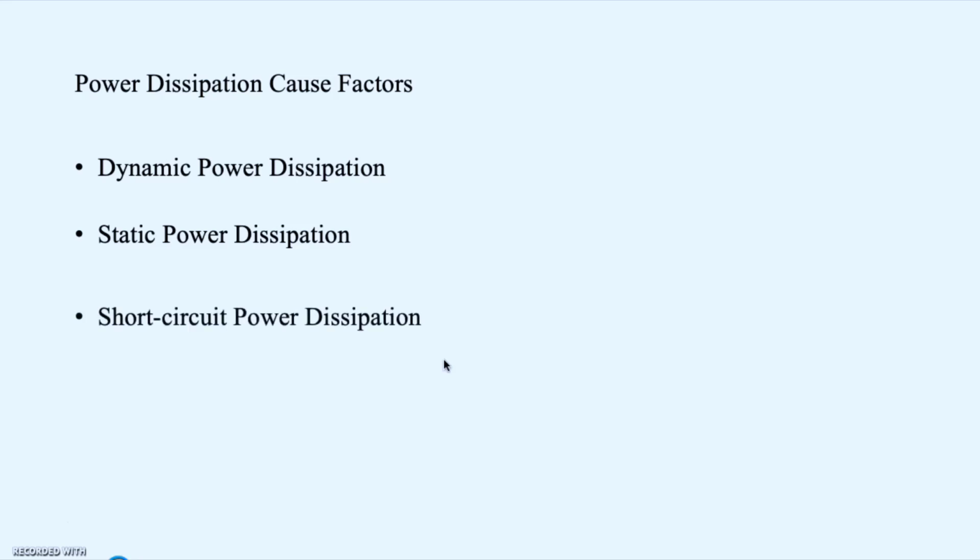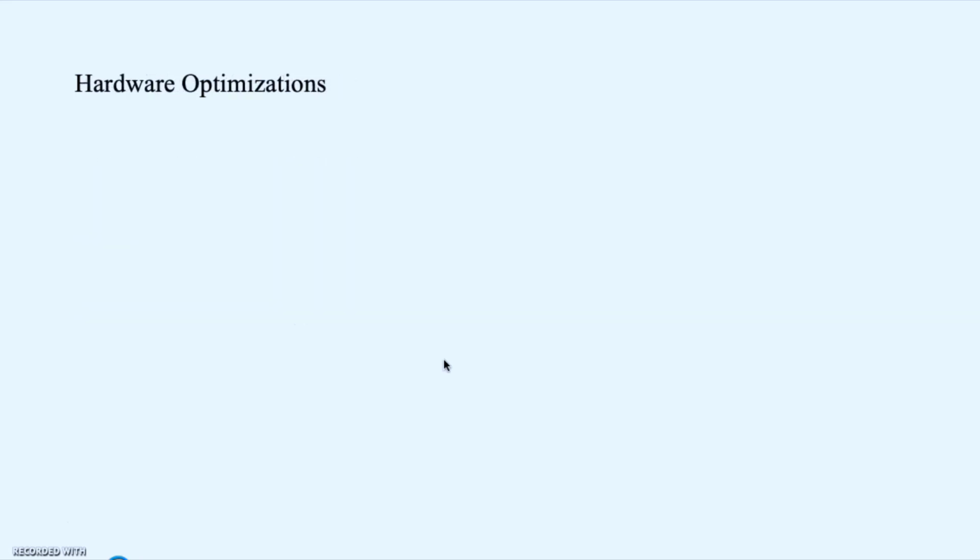And the next one is the short circuit power. Let's take an example of an inverter. An inverter consists of a p transistor and an n transistor. When both of them are turned on due to some abnormal reason, there will be a huge amount of current flowing from VDD to ground. That causes the short circuit power dissipation. And lastly, it's the leakage power. Leakage power generally occurs due to the subthreshold currents, which are unwanted. And then we'll see what are the hardware optimization techniques.